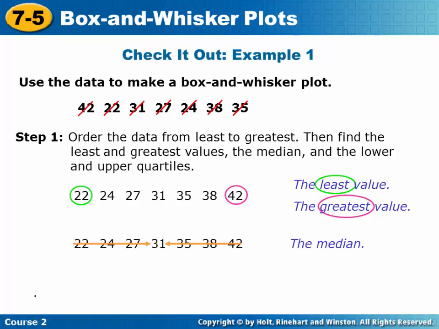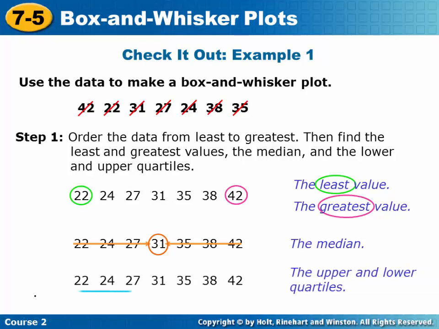Our median is 31. Now, because 31 is part of our data set, we do not use it in our lower quartile or our upper quartile. Okay? So our lower quartile is just the 22, 24, and 27. The 31 is not included. Okay? The lower quartile then would be 24. The upper quartile then would be 38.